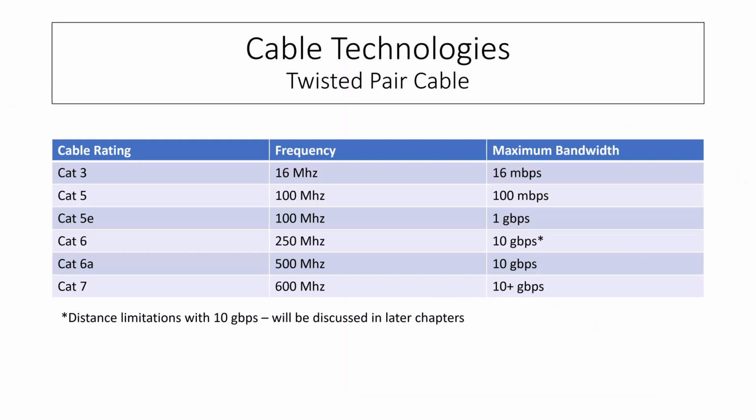Category 6 supports up to 10 gigabits. There are some distance discussions we'll have in a later chapter. 6A supports up to 10 gigabits at 100 meters. And Category 7 can support more than 10 gigabits.